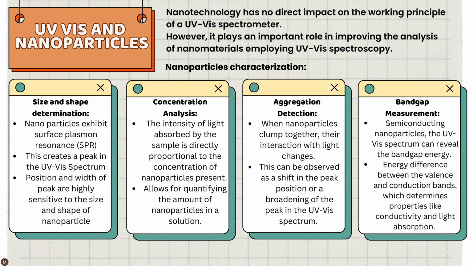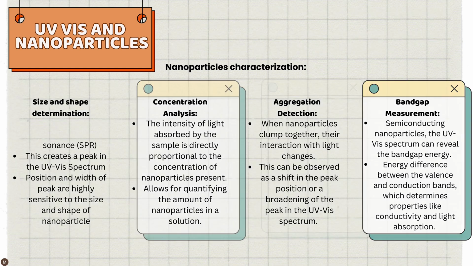So for aggregation detection, when nanoparticles clump together, their interaction with light changes. This can be observed as a shift in the peak position or a broadening of the peak in the UV spectrum. And for the last part, band gap measurement, where for semiconducting nanoparticles, the UV spectrum can reveal the band gap energy. This energy difference between the valence and conduction bands determines properties like conductivity and light absorption.